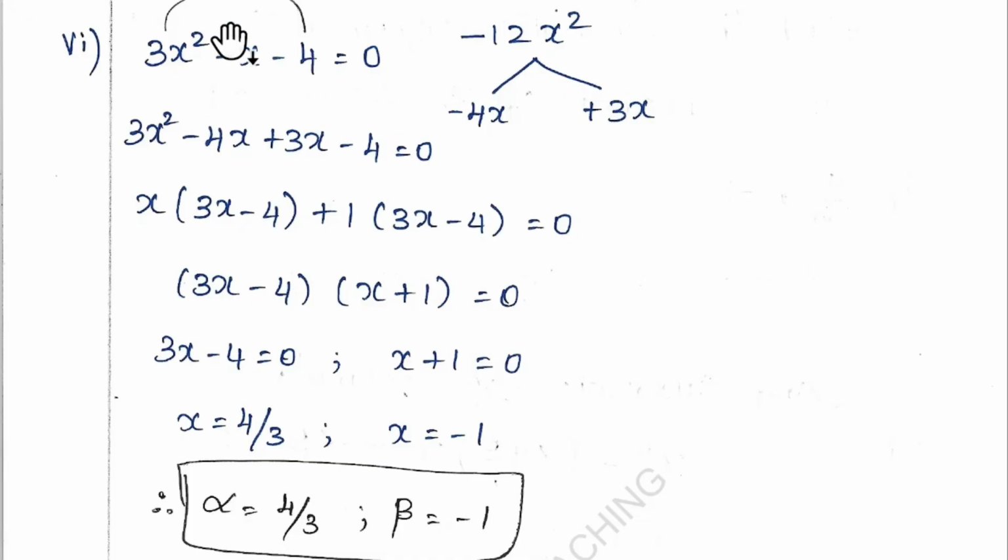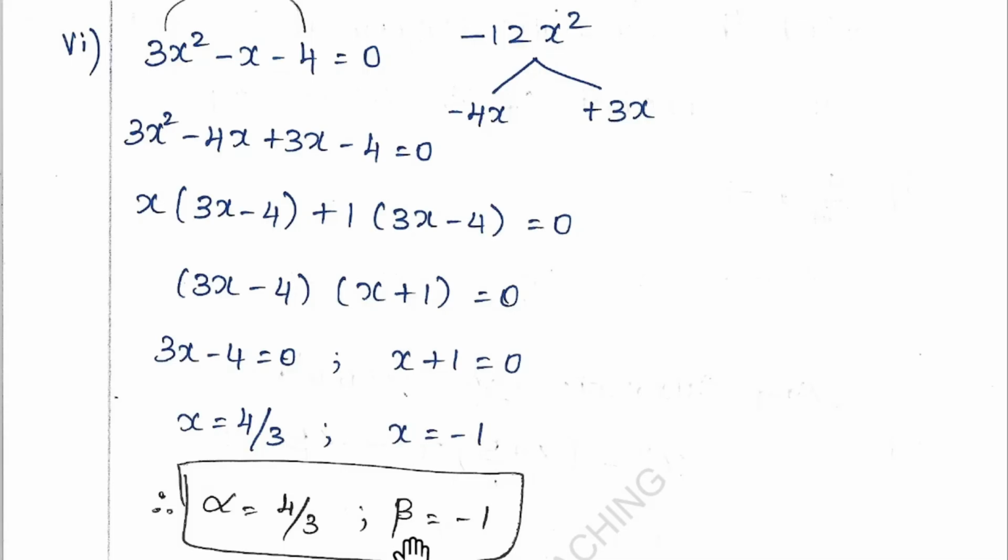In the middle term, you replace it with minus 4x plus 3x, group two terms, and take the common out. In the first two terms, x is common, so 3x minus 4 is the remaining. The same thing I should get in this bracket. Already it is 3x minus 4 here, so I am taking plus 1 as common. So you take 3x minus 4 common out, and x plus 1 is the remaining. I'll be getting x value as 4 by 3, x value as minus 1. So alpha is 4 by 3, beta is minus 1.